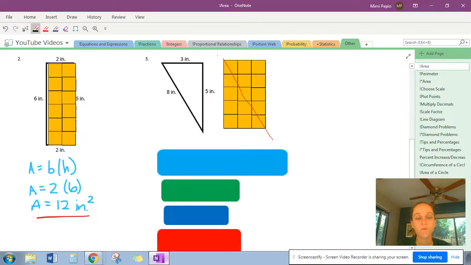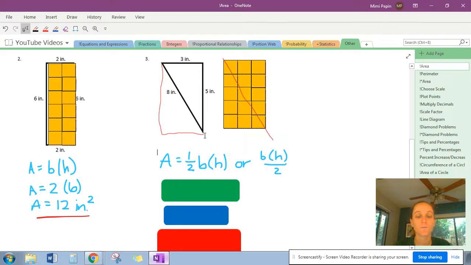So when I'm trying to find the area of a triangle, I'm just finding the area of this entire rectangle, and I'm just going to cut it in half, because you can see that a triangle is just half a rectangle. If I were to extend this, that would be a perfect rectangle right there. So the formula for the area of a triangle is 1/2 base times height, or base times height divided by 2.